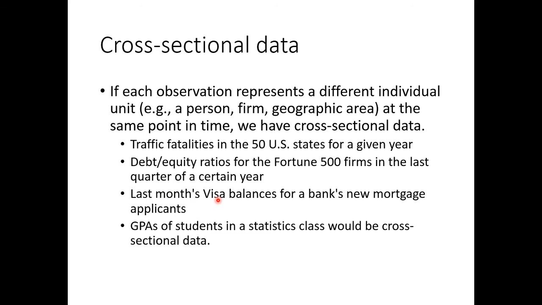Last month's Visa balance for a bank's new mortgage applicants. So the applicant's name and Visa balance are given together. Two pieces of data are given in one space. Then we say that it is cross-sectional data.